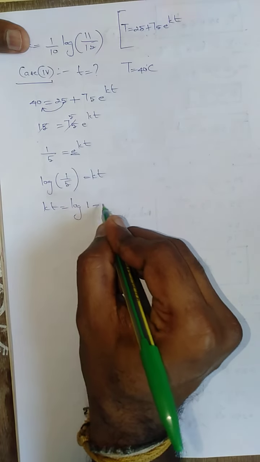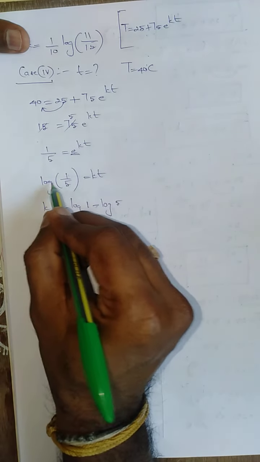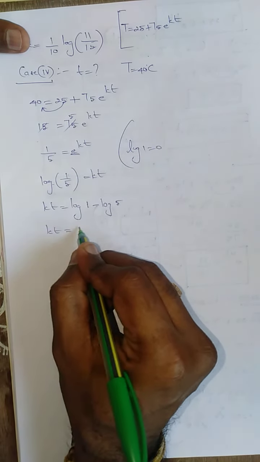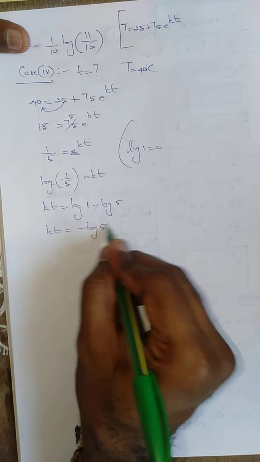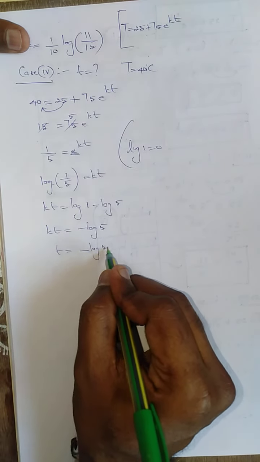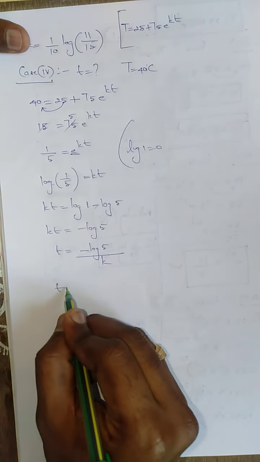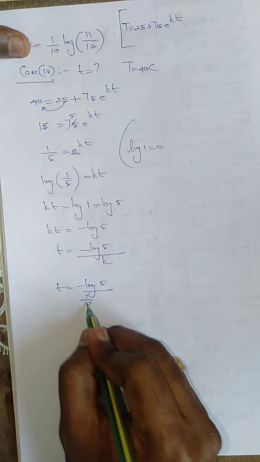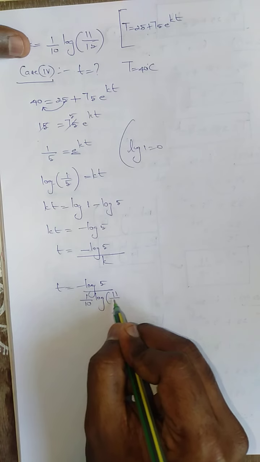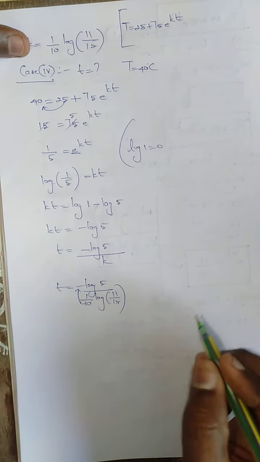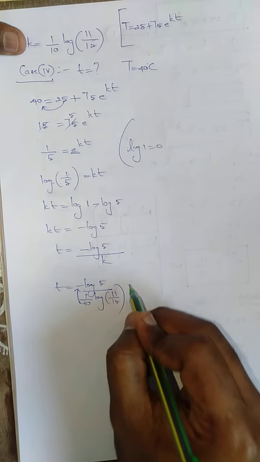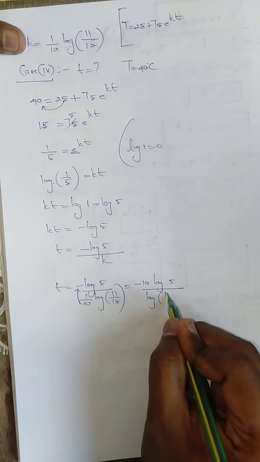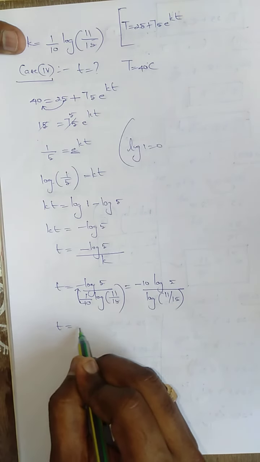I can write this as log a minus log b. Log 1 value is nothing but 0. Therefore kt is equal to 0 minus log 5, which is minus log 5. t is equal to minus log 5 divided by k. What is the k value? k value is nothing but 1 by 10 into log 11 by 15. This 10 moves upward, so t is equal to minus 10 log 5 divided by log 11 by 15.